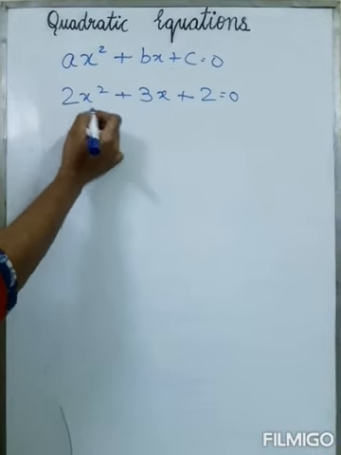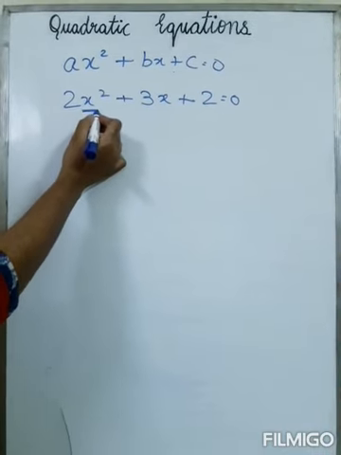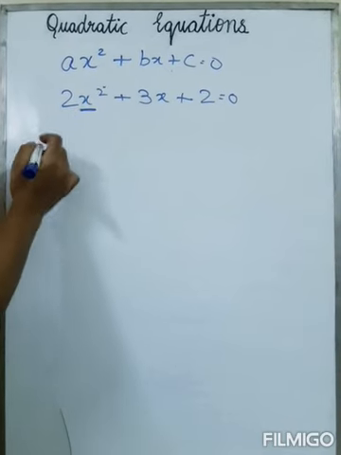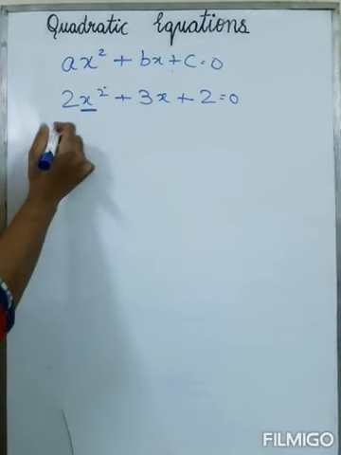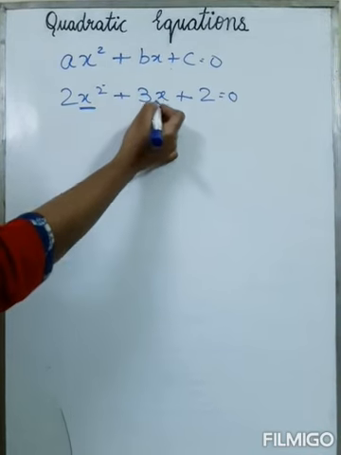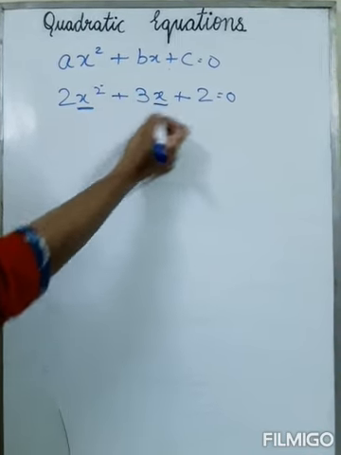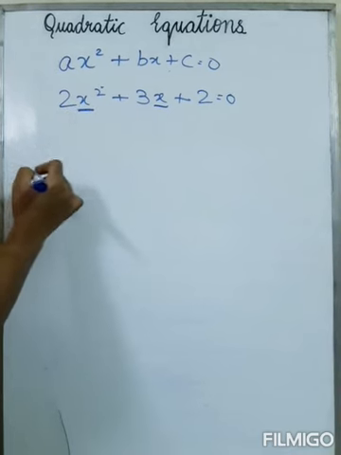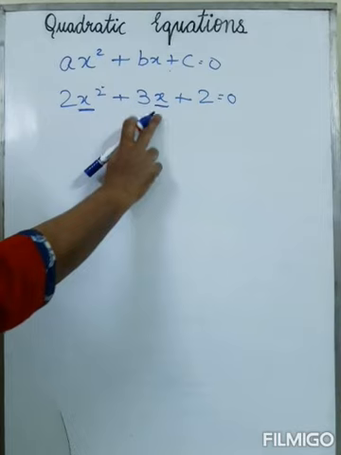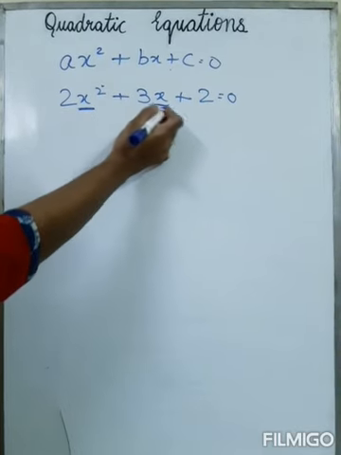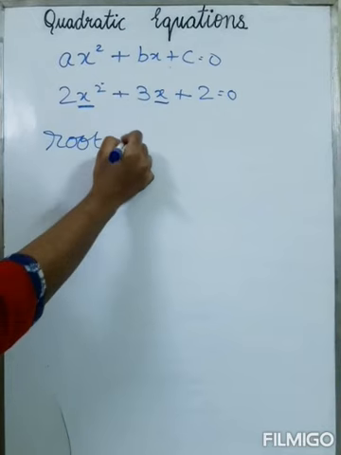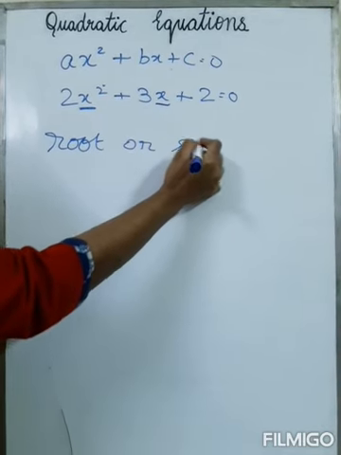In a quadratic equation, it is mandatory to have the x square term, and this should be the greatest power. Now we know that here we have x. So in a quadratic equation, the value of x is known as your roots or solution. When we solve a quadratic equation, whatever the value of x we are getting, we call it root or solution.